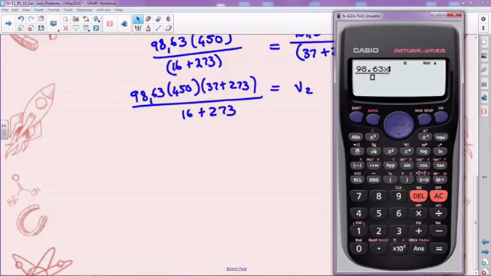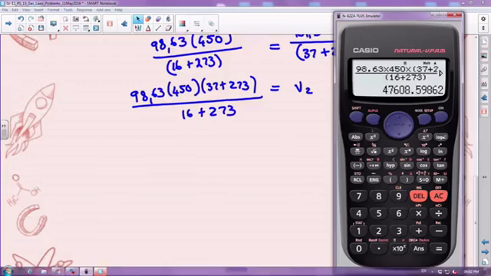I'm going to multiply that by 450. Then I'm going to multiply it by, this one I'm going to put in brackets, 37, oh, no, not 337, 37 plus 273, close my brackets, and I'm going to divide by, I'm going to open my brackets again, 16 plus 273, close my brackets, and my answer here is going to be 47608,598.